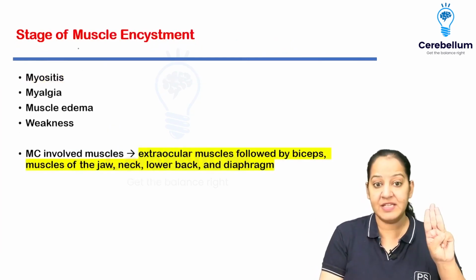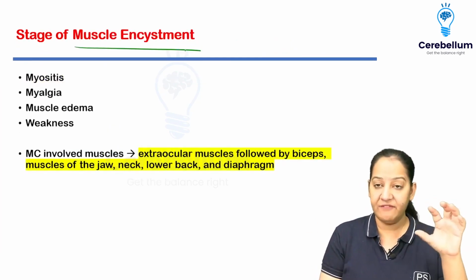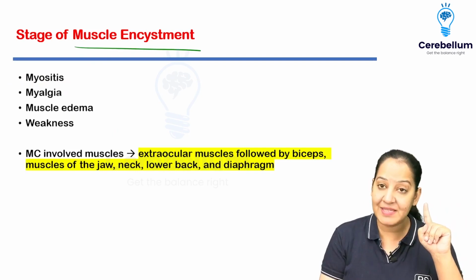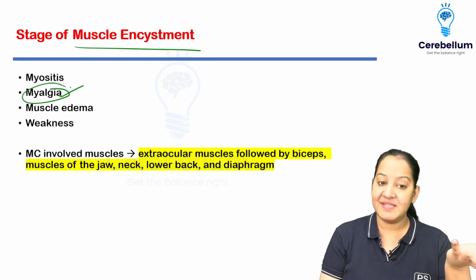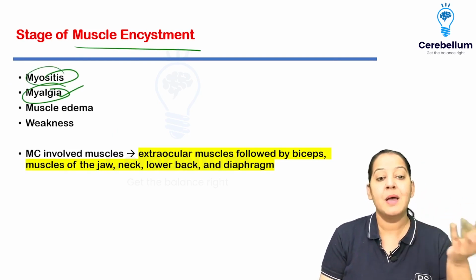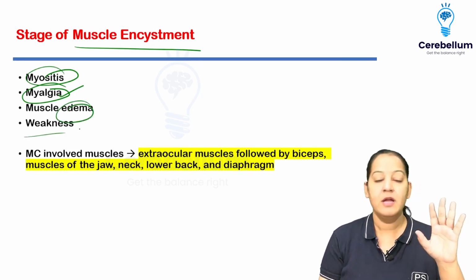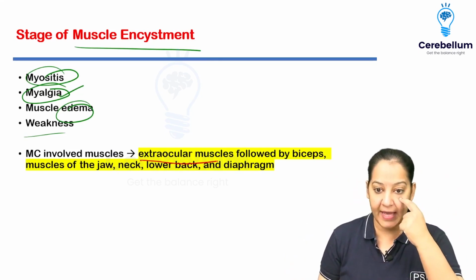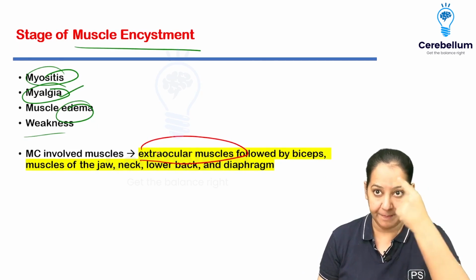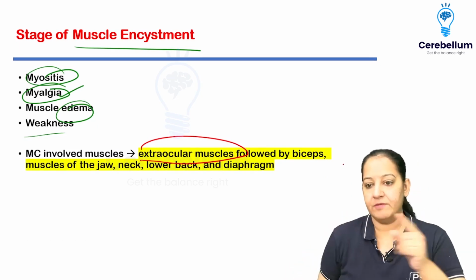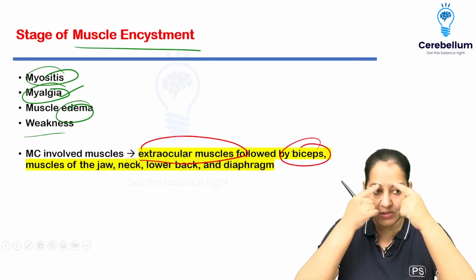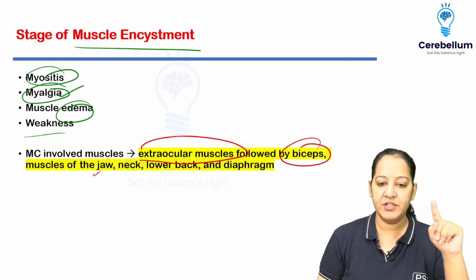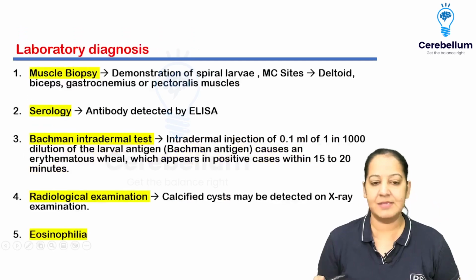And finally, the third stage is the muscle encystment. It will go and reside inside the muscle. So the patient has muscle pain, that is myalgia, muscle inflammation, that is myositis, muscle edema and weakness. Which is the most common skeletal muscle of the human body involved? The most common muscle is the extraocular muscles of the eye, followed by the biceps. Learn these two muscles. After that, jaw, neck, lower back, diaphragm, and other muscles are also involved.